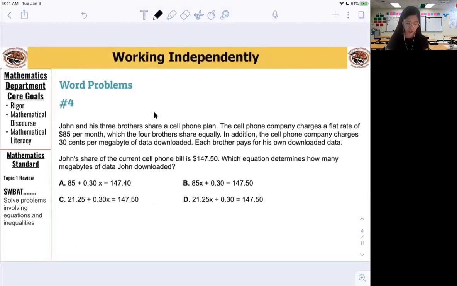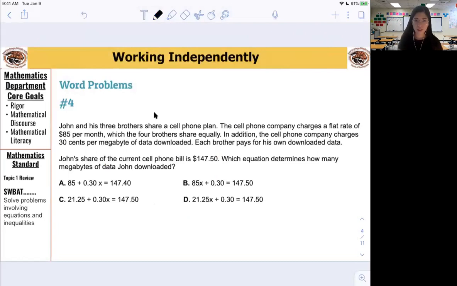John and his 3 brothers share a cell phone plan. The cell phone company charges a flat rate of $85 per month, which the 4 brothers share equally. In addition, the cell phone company charges 30 cents per megabyte of data downloaded. Each brother pays for his own downloaded data. John's share of the current cell phone bill is 147.50. Which equation determines how many megabytes of data John downloaded?